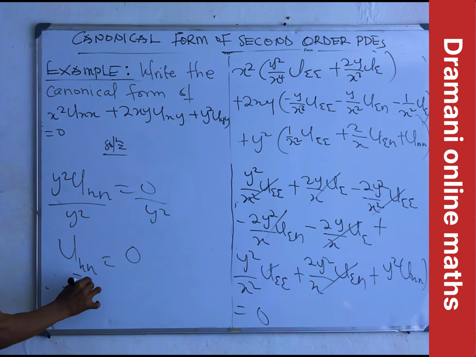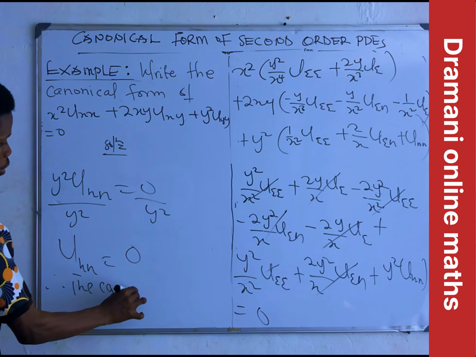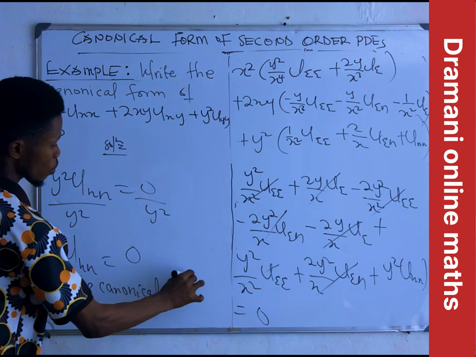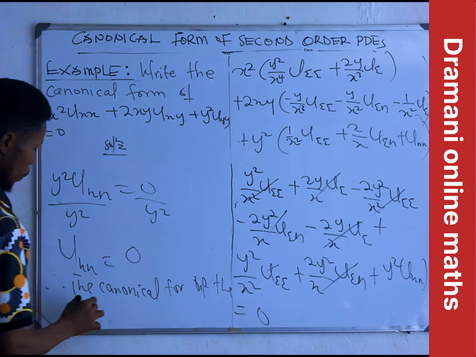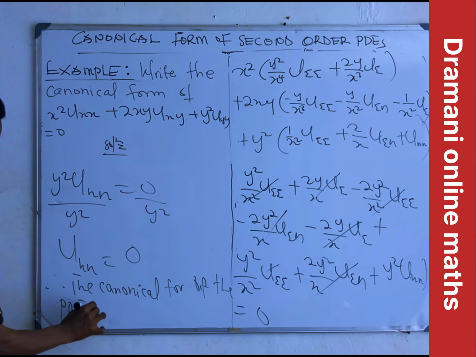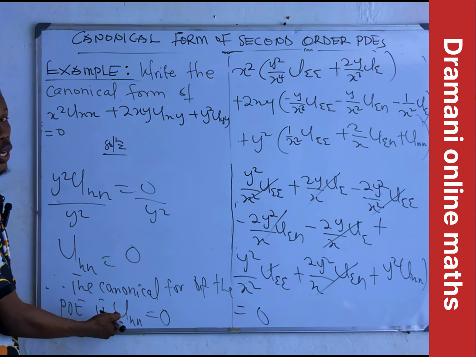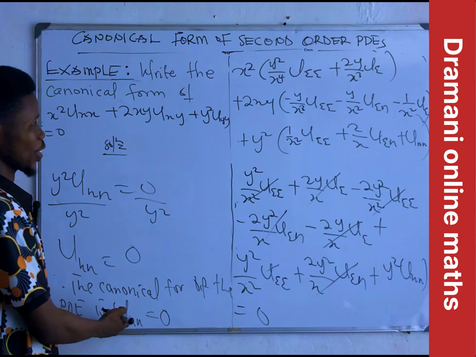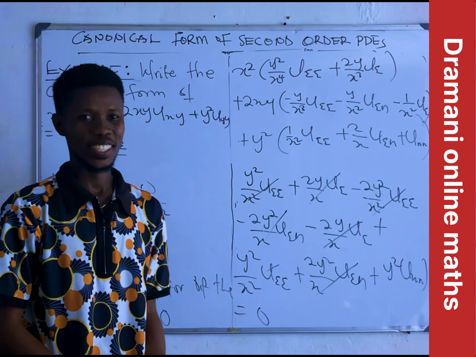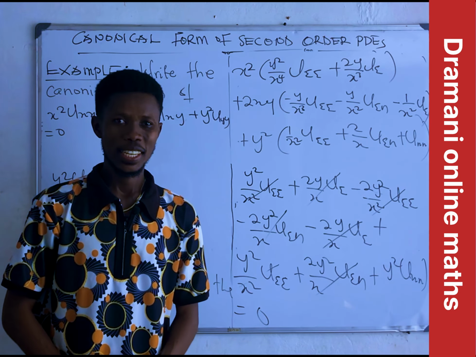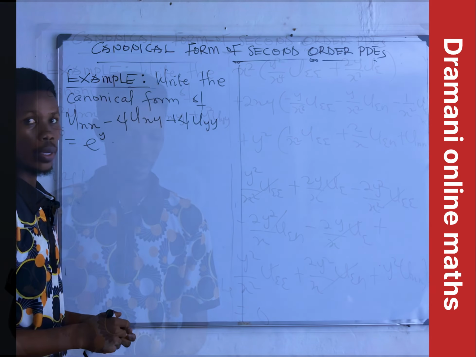Therefore, the canonical form of the PDE is u eta is equal to what? 0. So this is all that we needed. We have struggled like that. So is that okay? So thank you very much for watching. Let's move to the next example.